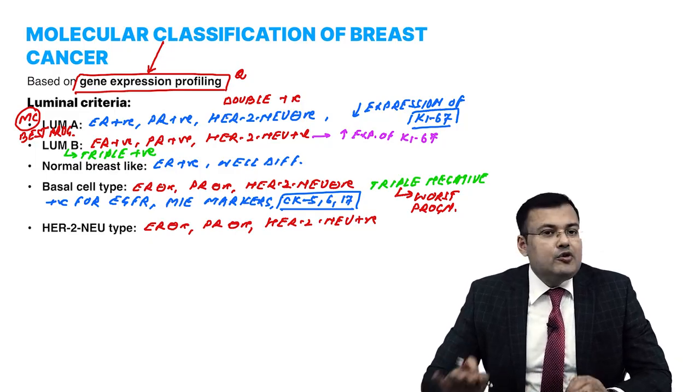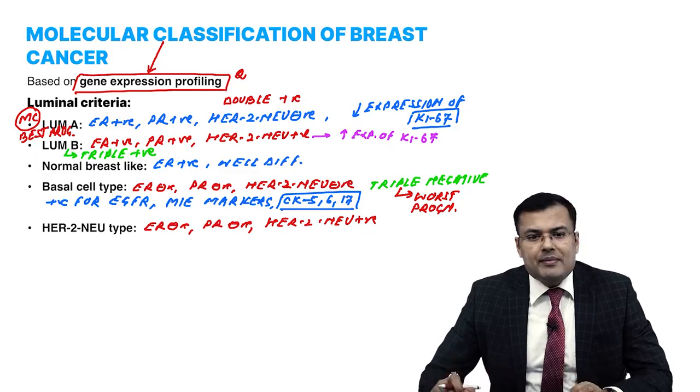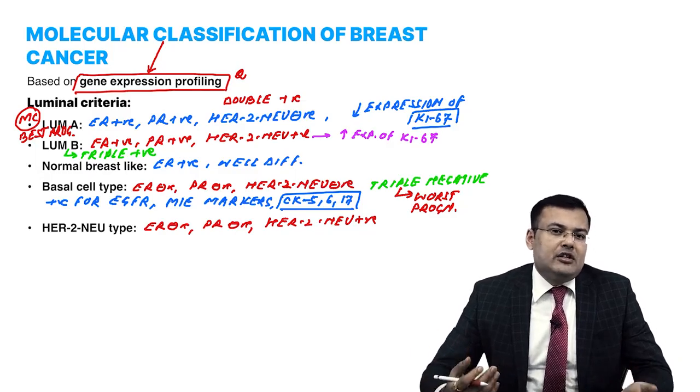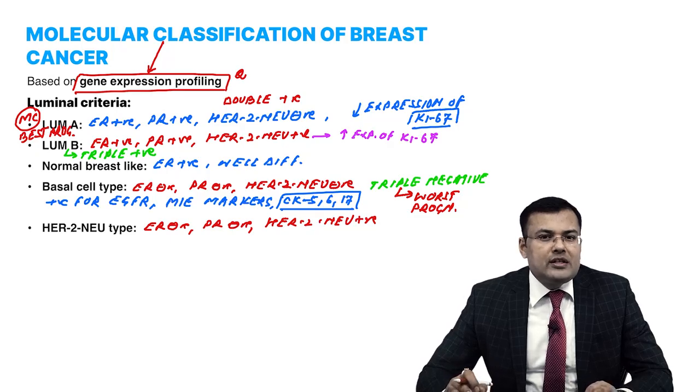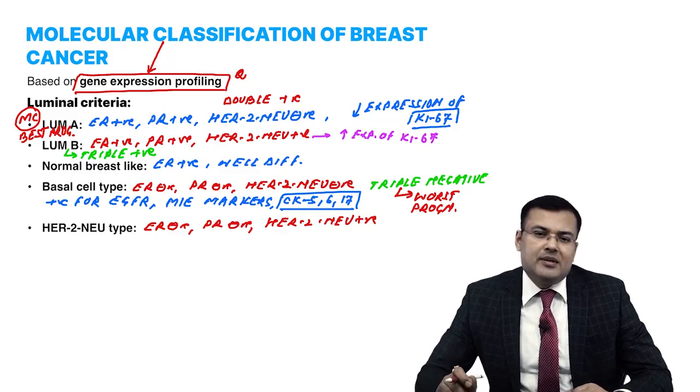Clear? So this is luminal criteria. It's very important. You have to remember this is the molecular classification of breast cancer based on gene expression profiling. Best prognosis Lum A, worst prognosis triple negative. So best prognosis double positive, worst prognosis triple negative.